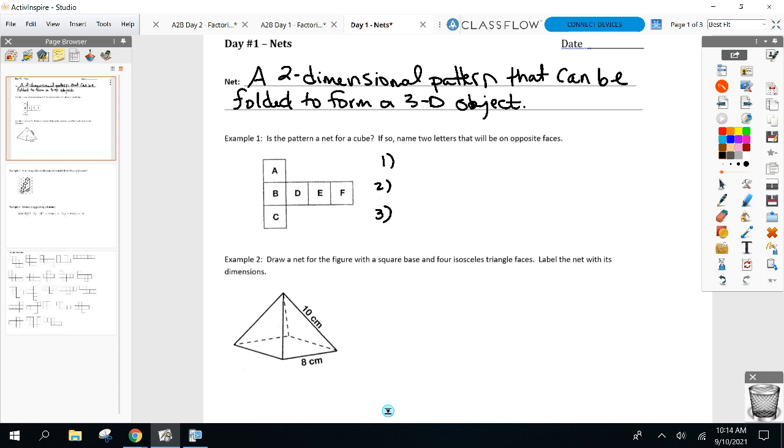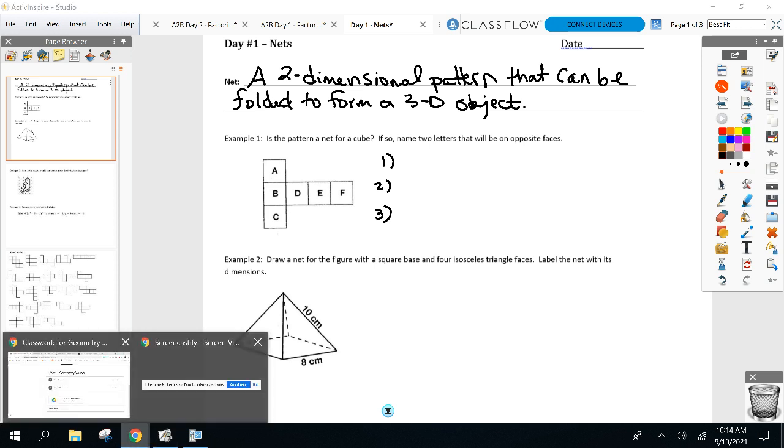What letters would be opposite each other? I get it. It's tough for me too to visualize folding a net up to form this cube. What letters would be opposite? All right, give me one pair of letters that would be opposite.